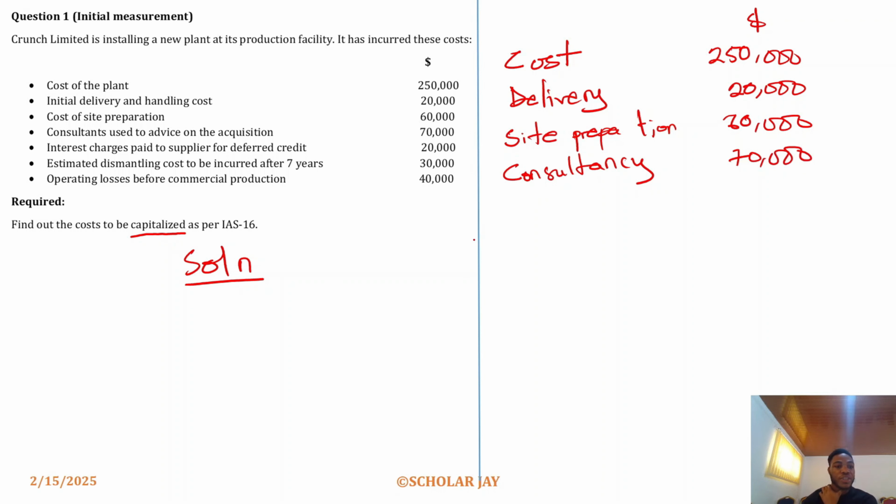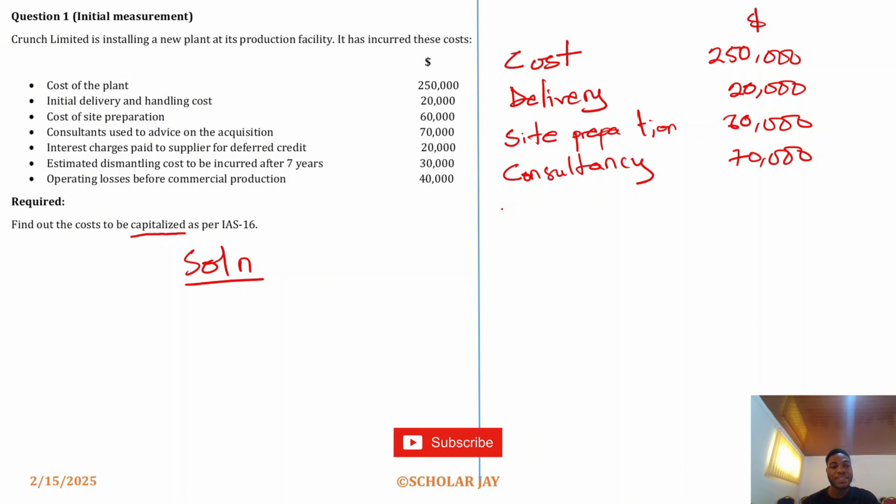We also have interest charges paid to supplier for deferred credit. What this means is that when you bought the goods, you didn't pay cash upfront, right? You bought it on credit, so the amount to be paid was deferred. Because it was given to you on credit, it attracted some interest because it's more like a loan. Now, should we add this interest charge to the cost of the asset? No, we cannot add it to the cost of the asset because it's not directly attributable, right? So we are not going to include that.